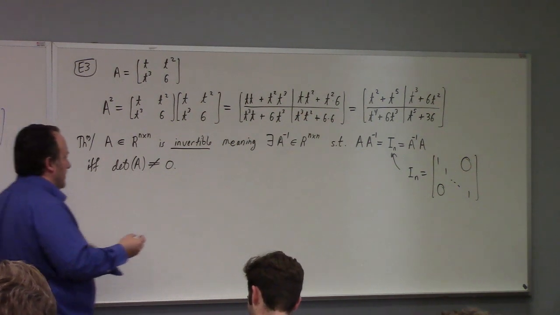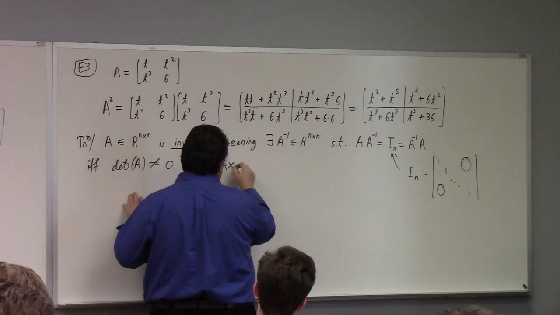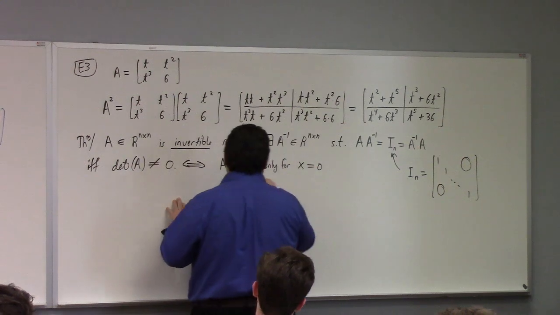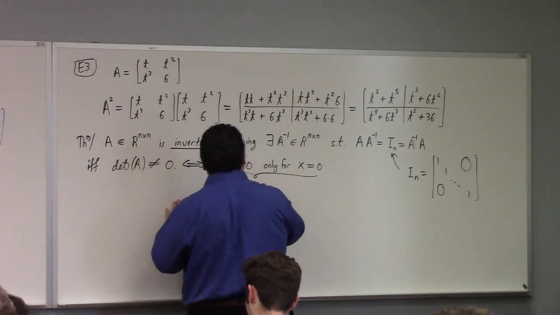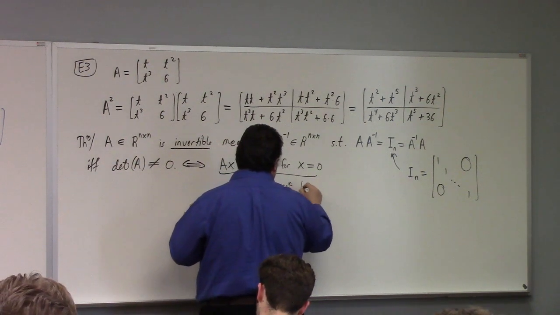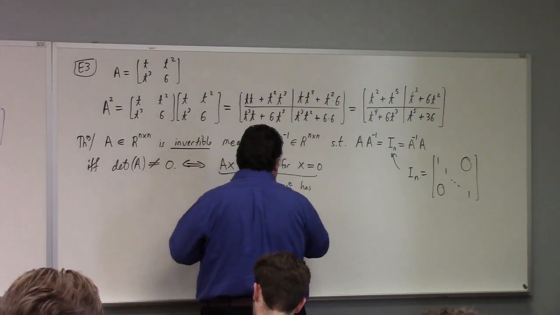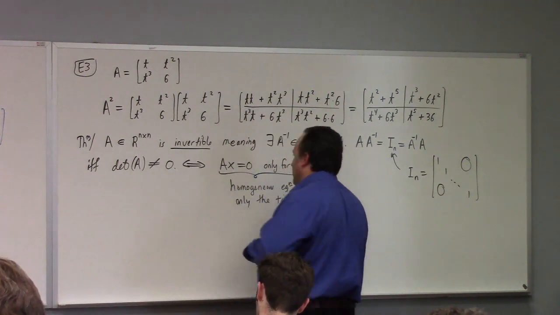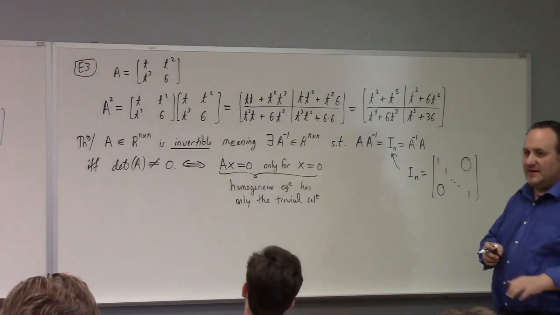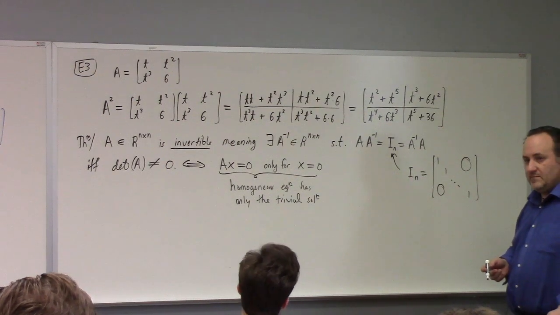So another thing you could replace this with, and this will matter to us, is that Ax equals 0 only for x equals 0. In other words, the homogeneous equation has only the trivial solution. That is another way to characterize invertibility, but it's a little bit fussier to figure out, right? The determinant's just something you calculate for a matrix, right?